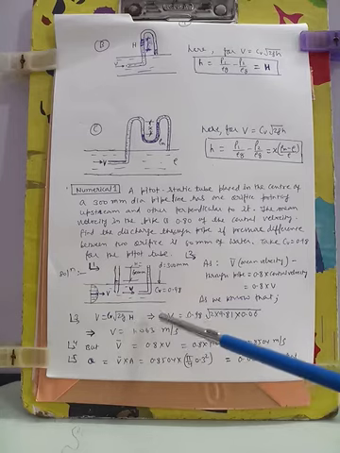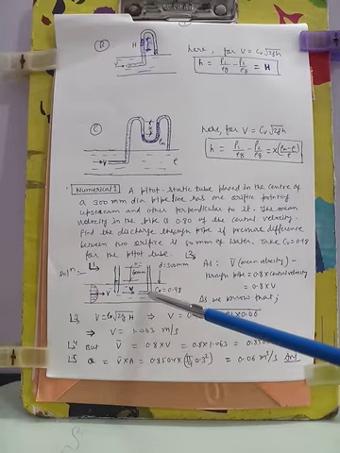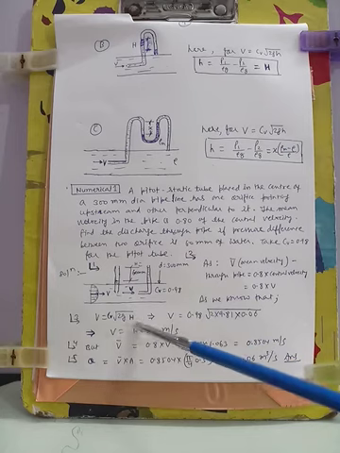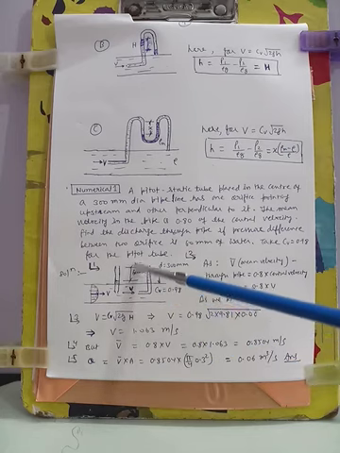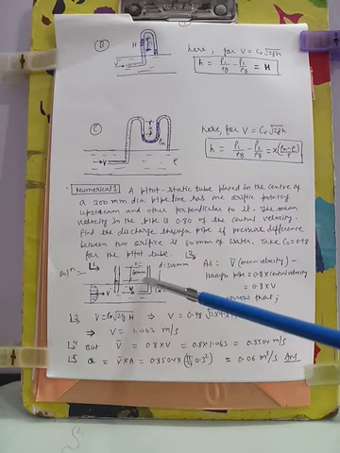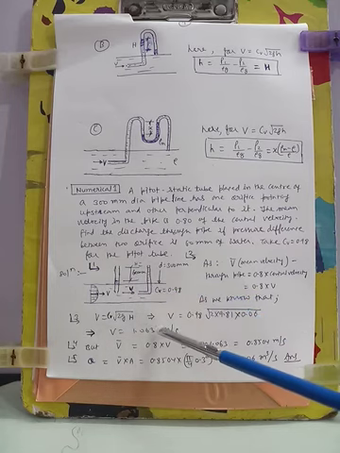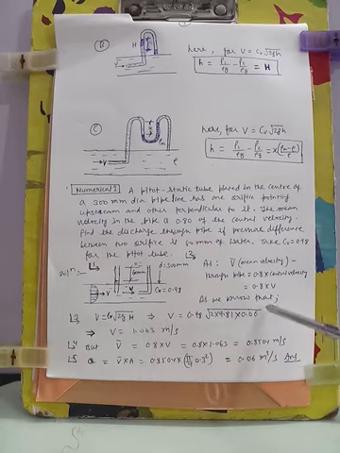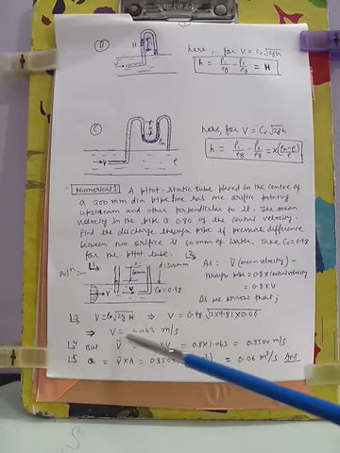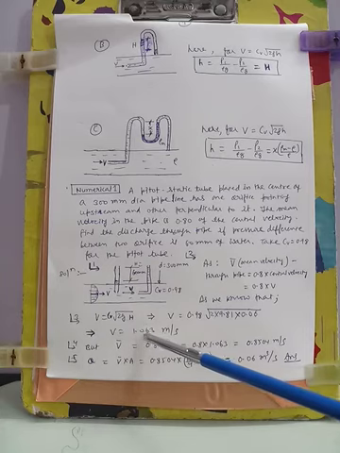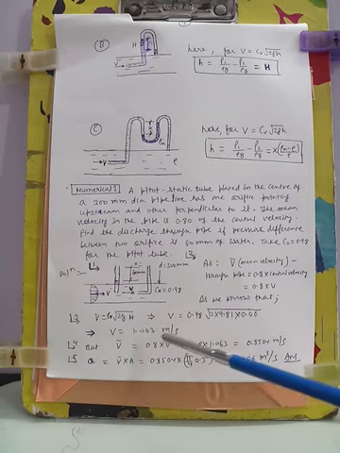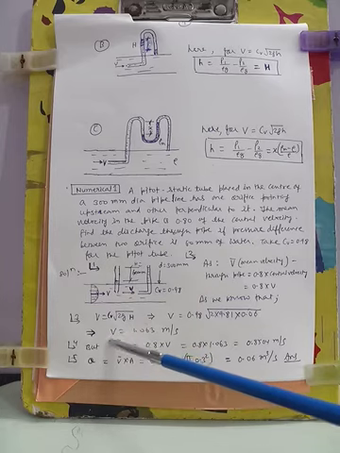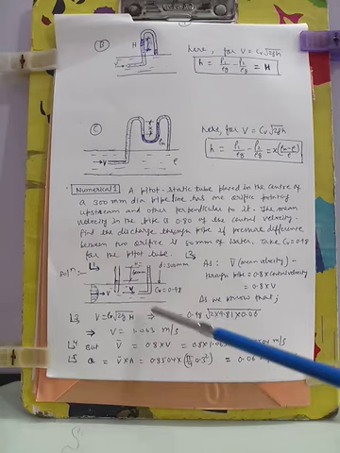Here the value of h will be the difference of the pressure head at this point and this point, that is 60 mm. It is given in mm, in meters it will be 0.06. So here I am finding this central velocity of the pipe, and it is coming V equals 1.063 meter per second.